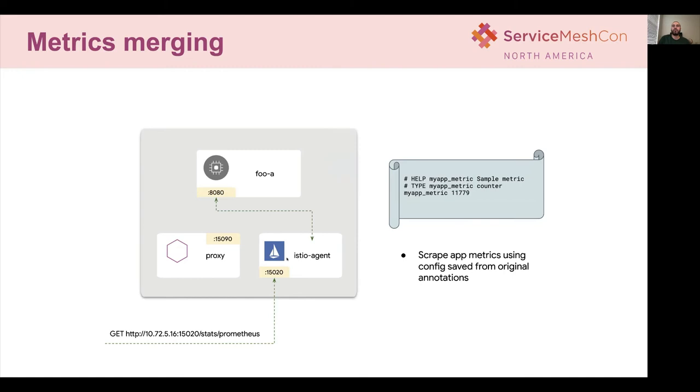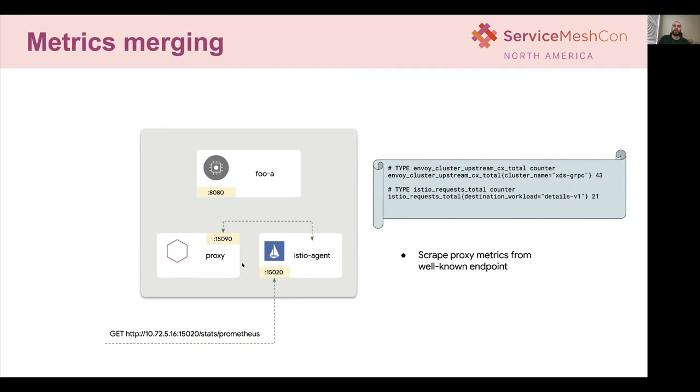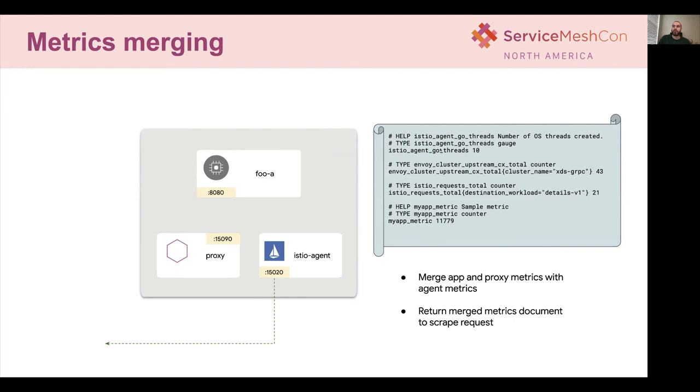Then it's up to the agent, since we stored the original annotations, it knows how to get the application metrics. So we'll make a request to that correct location and we'll get back some application metrics. Then we'll also scrape the metrics from the proxy. Since the agent is also responsible for launching the proxy, it already knows where the proxy's metrics endpoint is. So it will go ahead and scrape that from the well-known endpoint. Then it will merge those two and additionally add its own agent metrics. So now we have a full document that contains the metrics from all three of the components in a given pod, and that can be returned back to Prometheus. From a single endpoint, we have all of the metrics we need for a given pod.